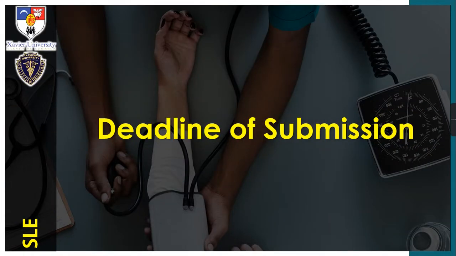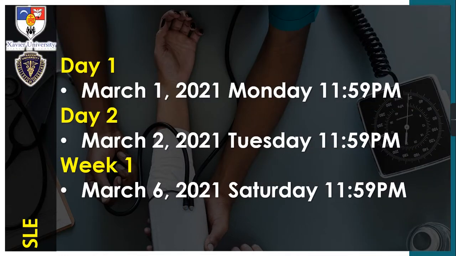Deadline of submission. You have to be keen with the deadlines of the submission. For the daily requirements, for day 1, the deadline is March 1, 2021, Monday, 11:59 p.m. For day 2, March 2, 2021, Tuesday, the deadline is 11:59 p.m. Week 1 is March 6, 2021, Saturday, 11:59 p.m.